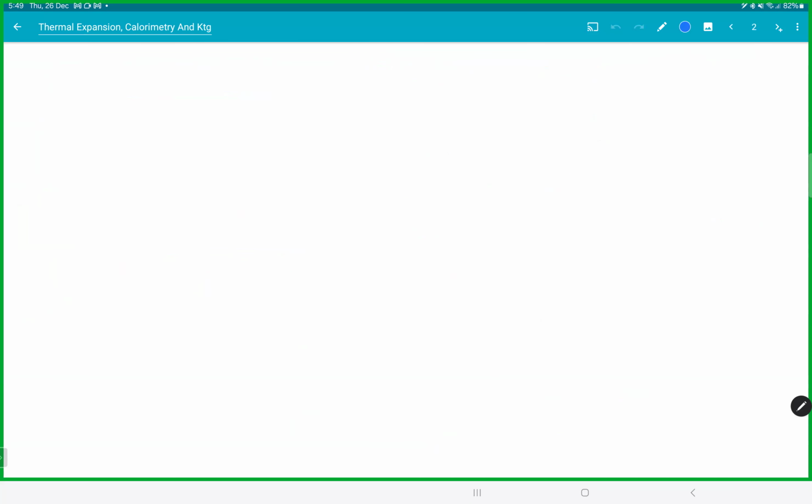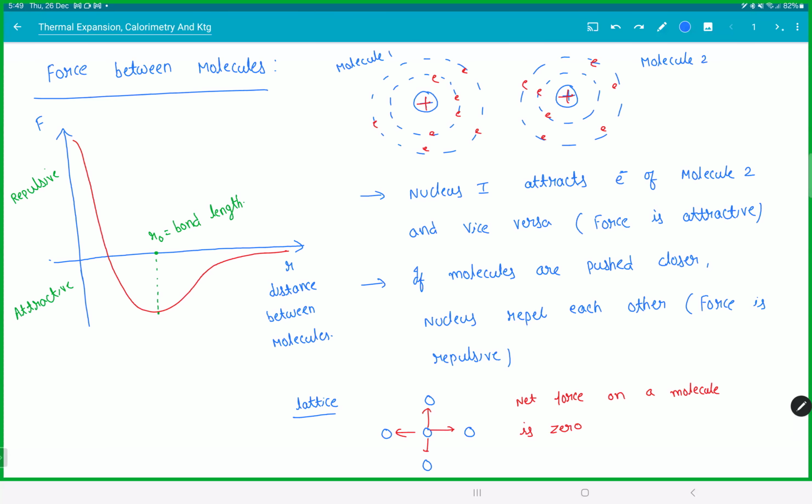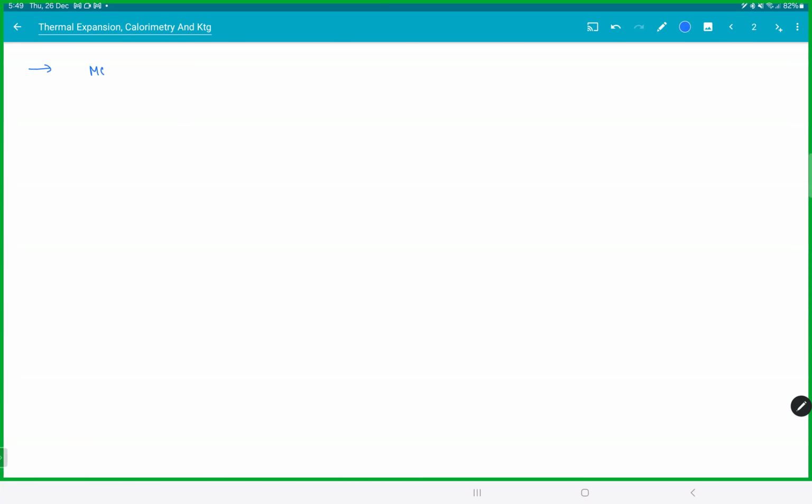Now, if you look at this, molecules are always in a constant state of vibration. If you give more temperature or more energy, they will oscillate more. The kinetic energy is proportional to temperature. So whenever you heat up a body, the molecules have more energy. Now they vibrate with higher amplitudes.